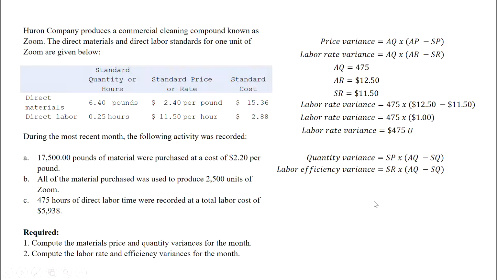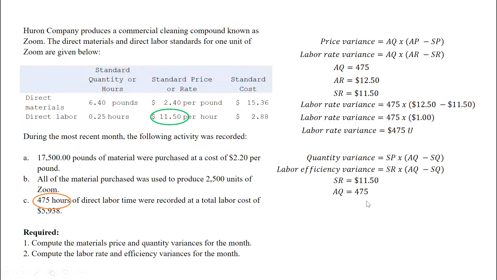What's our standard rate of what we thought we were going to pay per labor hour? That information is given up above. We thought we were going to pay $11.50 per hour. What's the actual quantity of labor hours that we use? That information is given down here in C, and it's 475 actual hours. And we want that in total in this particular quantity.